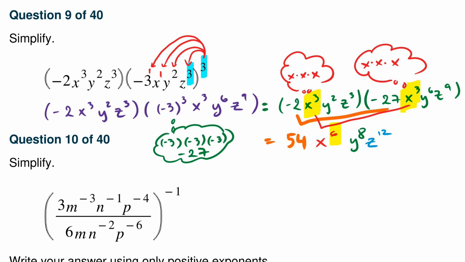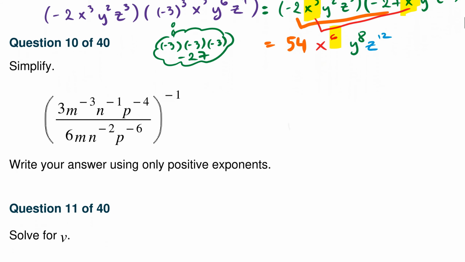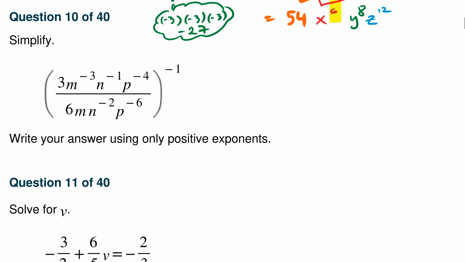Alright, we go down to problem 10. Okay, problem 10, we're going to use the same strategy as problem 9. We're heading to the numbers. If they don't have any power, you're going to put 1. So 3 to the first power, 6 to the first power, m to the first power. Then we distribute the negative 1 outside the parentheses to every single term inside.